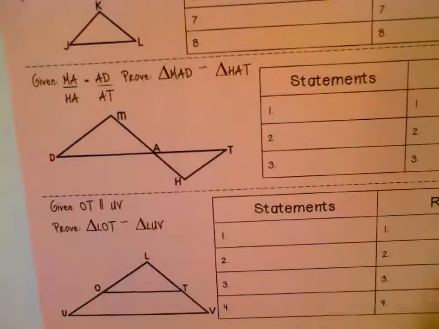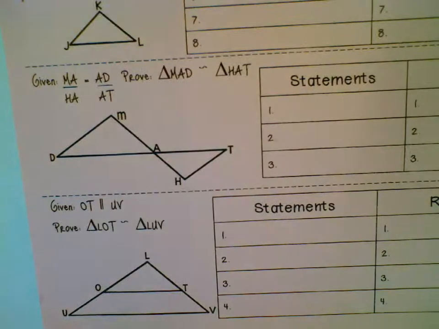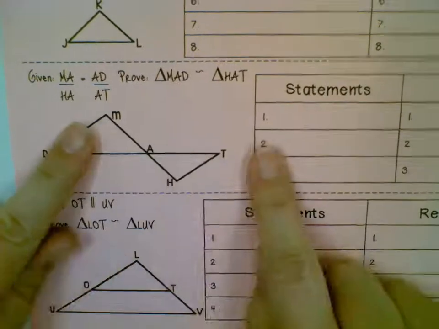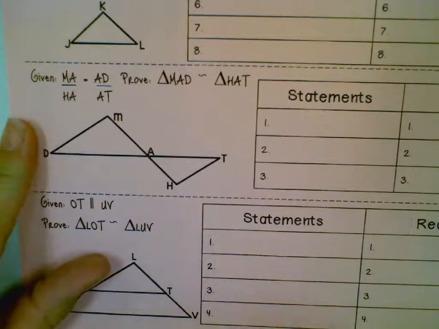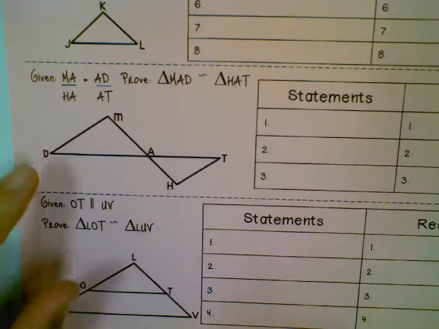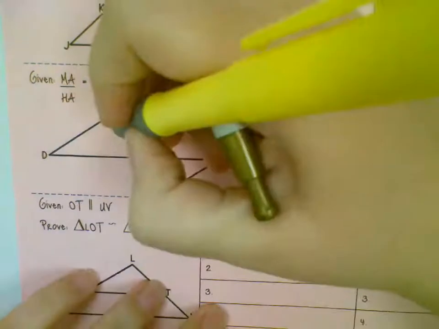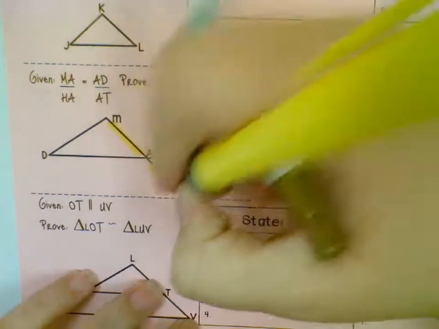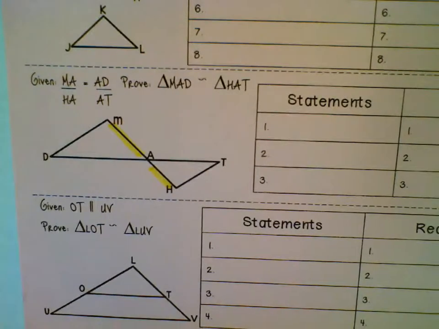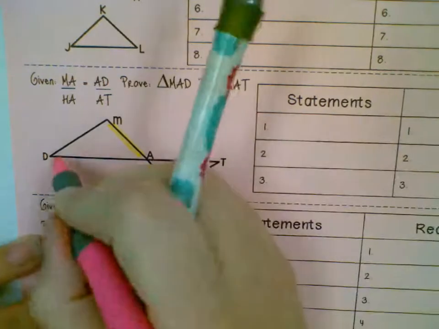So let's take a look at our proofs. So we're going to do 2 in this video, and then I'll make another video for the ones that are a little bit longer. So first, we're going to start with this one. Okay, so they tell us that, or given, is that MA over HT is equal to AD over AT. So what are they trying to get us to realize by saying MA over HA is equal to AD over AT?